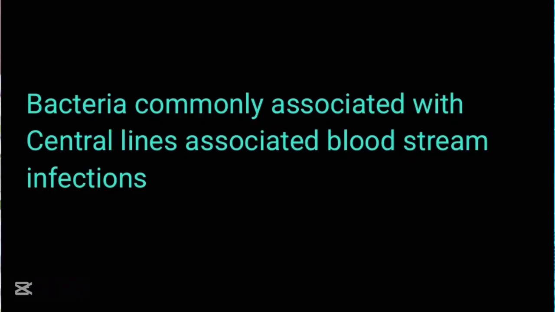The central line associated bloodstream infections are usually as a result of microorganisms, germs, called the bacteria and the fungi. The bacteria that are commonly implicated in the central line associated bloodstream infections include Staphylococcus aureus, coagulase negative Staphylococcus, the Enterococcus species, the Streptococcus species, Escherichia coli, and bacteroids. The fungi that are commonly implicated are the Candida species.